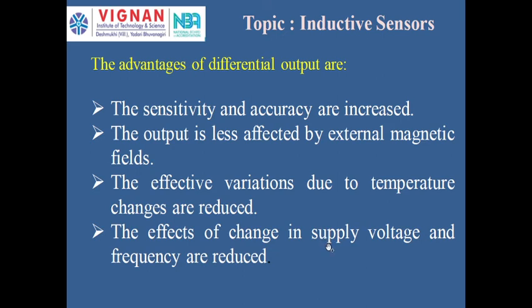For one it is increasing, for the other one it is decreasing. So that we will discuss actually in the LVDT. But here we will see the advantage of differential output: sensitivity and accuracy are increased. The output is less affected by external magnetic fields. In the two coils, we are making this arrangement such that in one coil the inductance is increased, the other coil inductance is decreased.